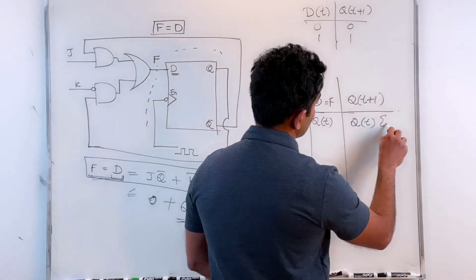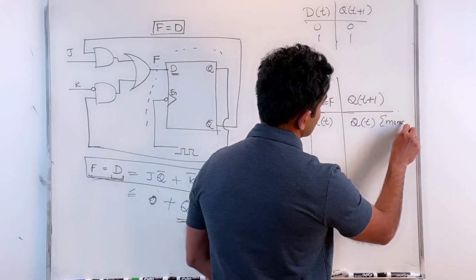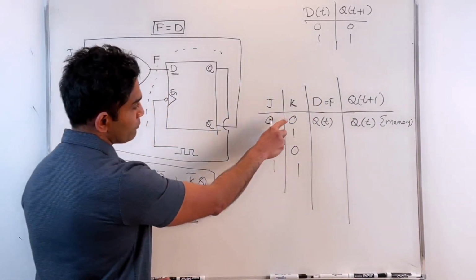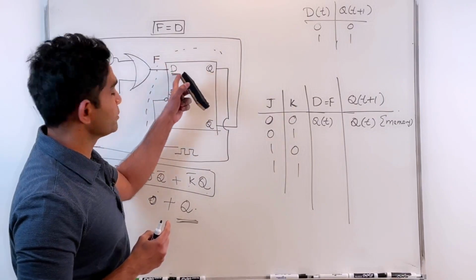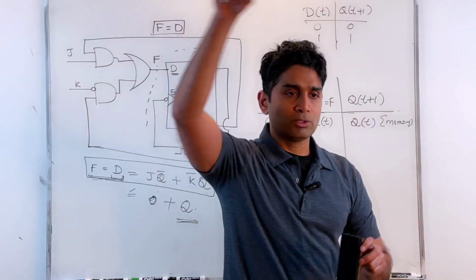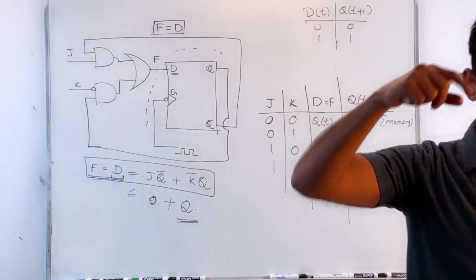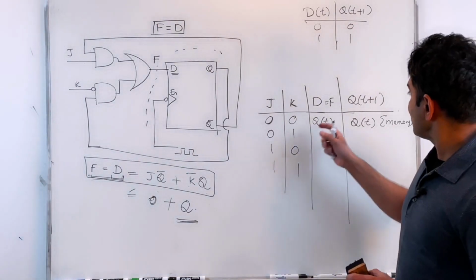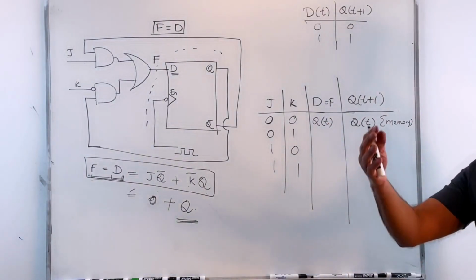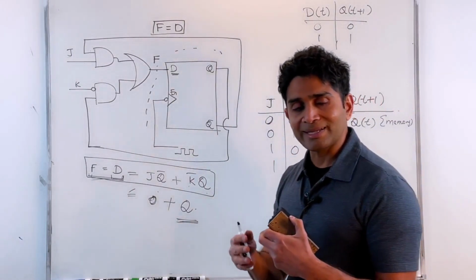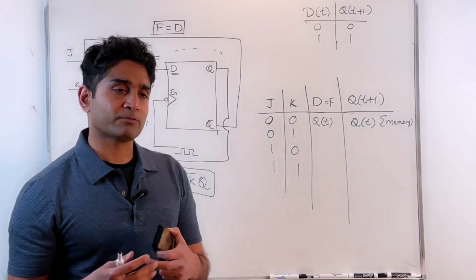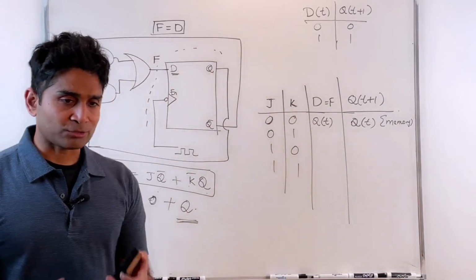Which basically corresponds to memory. So with J equal to K equal to 0, I'm feeding back my Q back to D, so it's basically getting recirculated, but keeps that in memory. It does not change. So whatever value was there before, the same value gets carried on the next triggering instance. So the value of Q does not change on the next triggering instance.